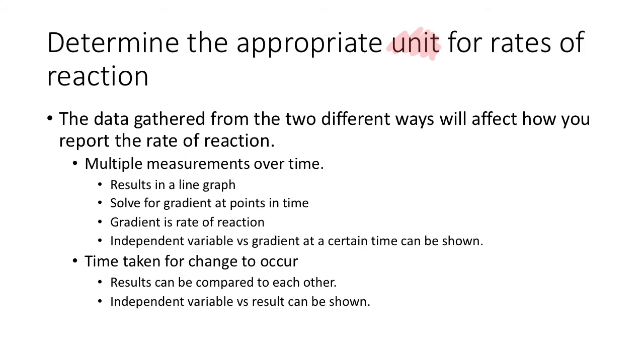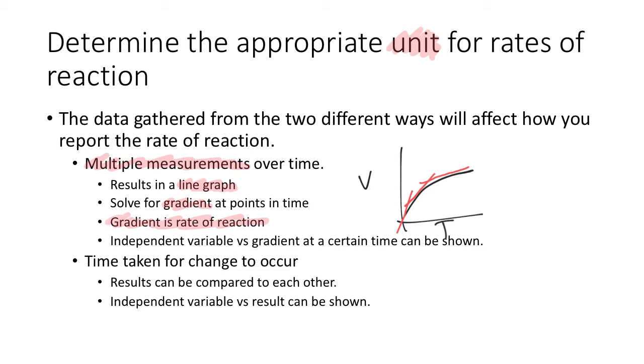However, the data that is gathered in two different ways will affect how you report the rate of reaction. If you are doing multiple measurements over time, you're going to do this in a line graph, with time as the horizontal axis and maybe volume or mass on the other. You'll end up with a line showing the rate of reaction. If you want to work out the rate of reaction at any given point in time, you work out the gradient at that point in time. So the gradient is the rate of reaction, that's the steepness of the curve.